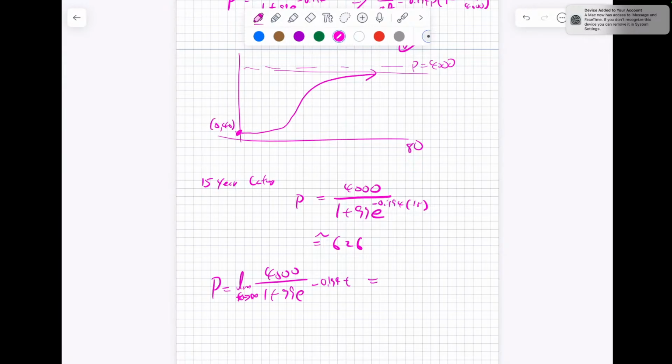Because remember this part here, it's going to negative infinity. e to the negative infinity is going to be 0. So 99 times 0 is going to be 0. So therefore it's 4,000, which just makes sense because every time you have a logistic function, if you approach infinity, it should eventually reach the carrying capacity, which is the maximum population that you can have in this certain situation.